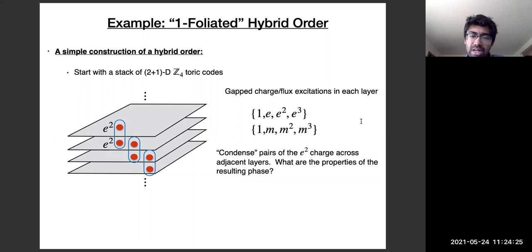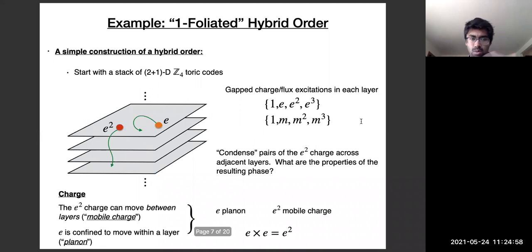And we can ask what the properties of the resulting phase are if the condensate now consists of these fluctuating configurations of E squared charges, which have been condensed across adjacent layers. Because of the non-trivial braiding phase that E squared has with some of the other fluxes, this will naturally confine some of the excitations, but we'll find in the resulting phase that there's a kind of hybridized phenomenology. One could write down a lattice model that does exactly this, but to think schematically about the properties of the resulting phase, we only have to think about how the condensate braids with the original excitations in the stack of toric codes.